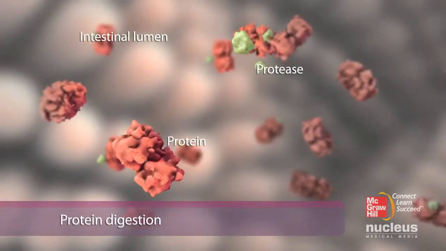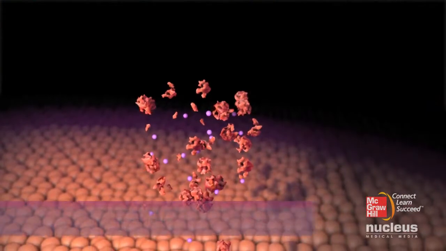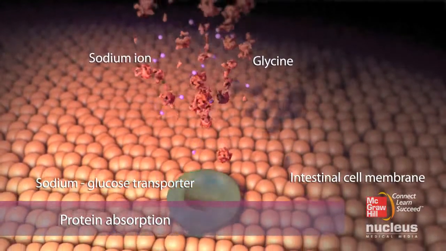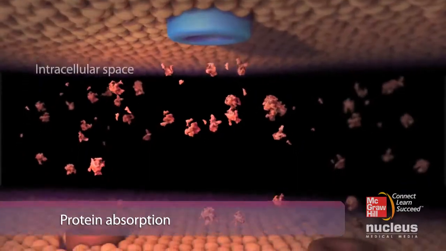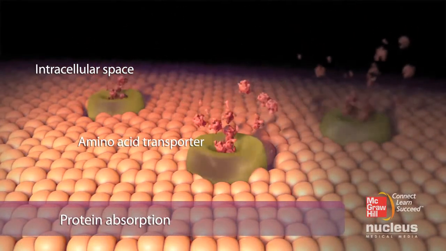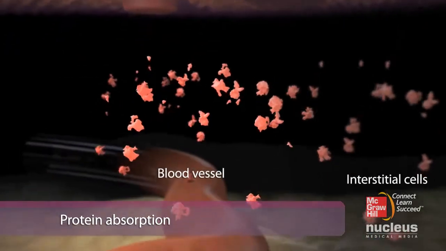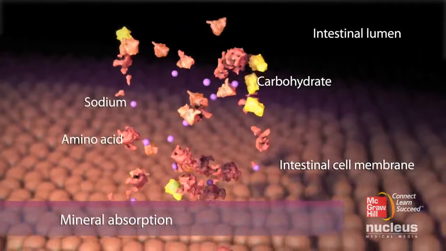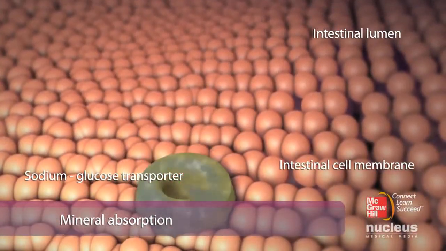Enzymes called proteases break down proteins into amino acids. Like carbohydrates, amino acids such as glycine are co-transported with sodium ions via the sodium glucose transporter. Various amino acid transporters then transfer amino acids into the interstitial fluid where they are available to build proteins needed by the body. Minerals such as sodium are co-transported with carbohydrates and amino acids.